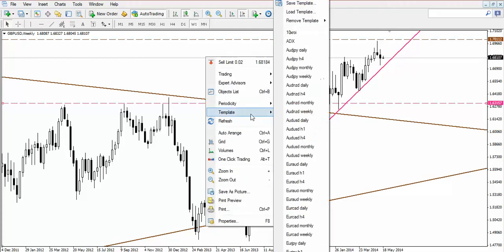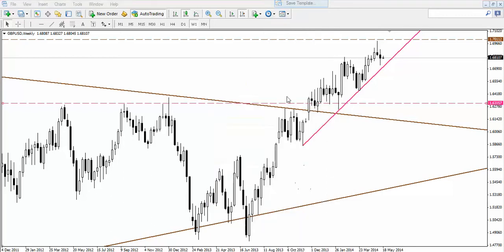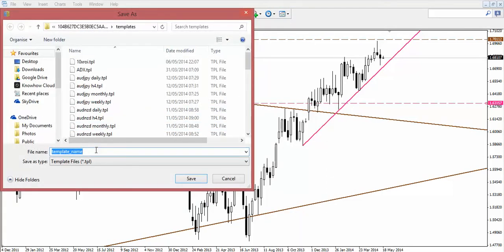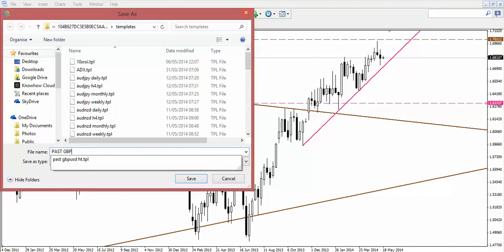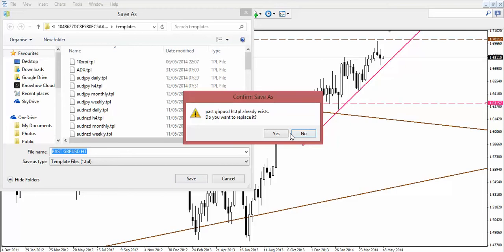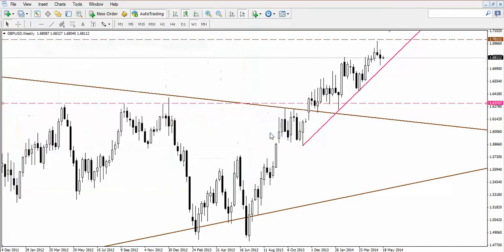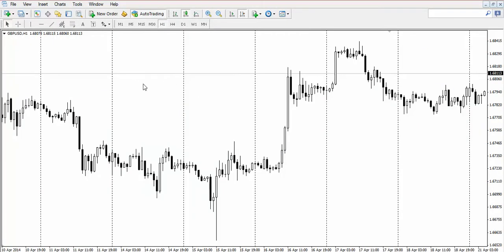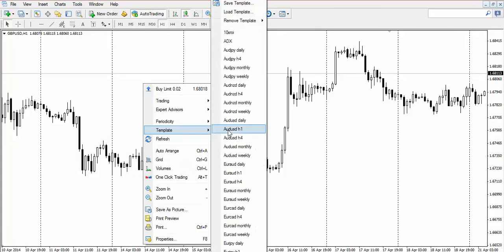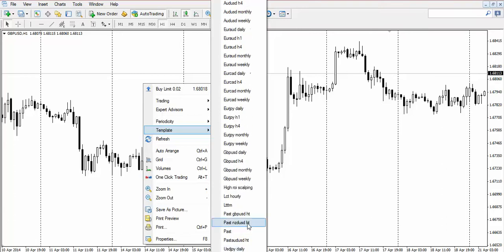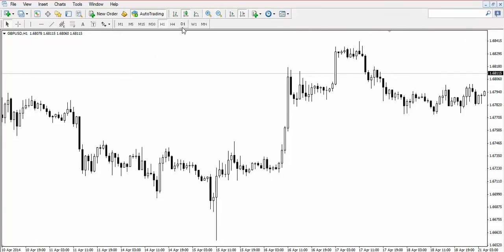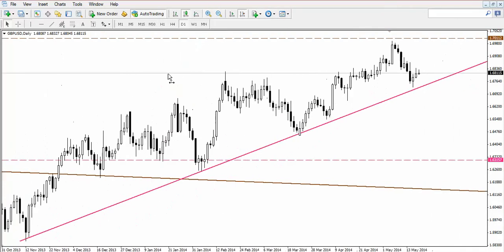So we will save this template as a higher time frame, and then move on to the lower time frames to have a look. So let's load up the higher time frame chart, and we'll go into the daily first of all.